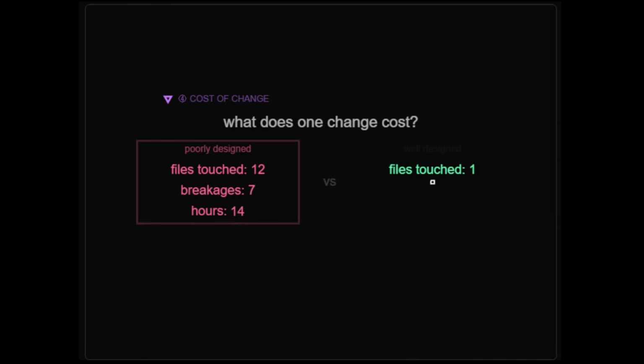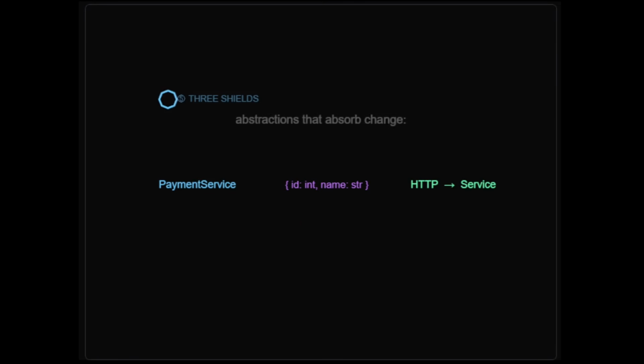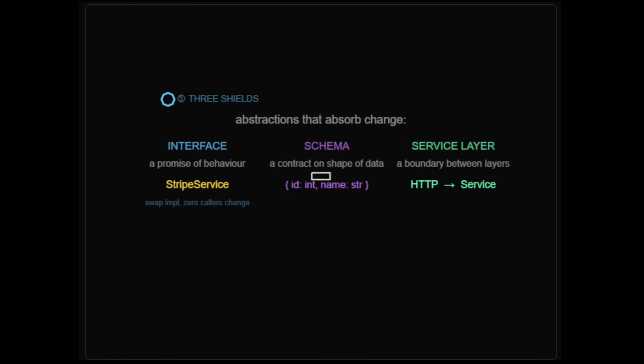Every abstraction in software exists to fight this force. An interface is a promise about what something can do, so you can swap the implementation without changing the things that use it. A schema is a contract about what data looks like, so the layers that consume it don't need to know how it was produced. A service layer is a boundary, so changing the database doesn't require changing the HTTP layer. Good architecture means changing one thing without breaking 10.